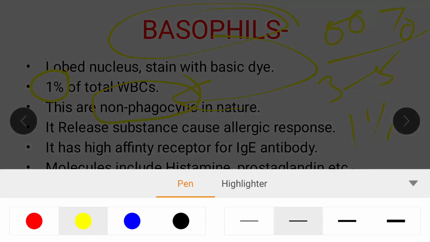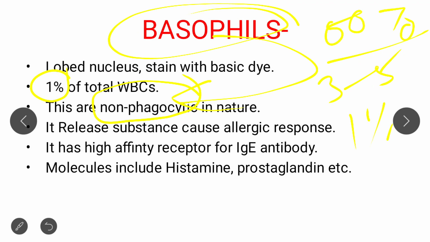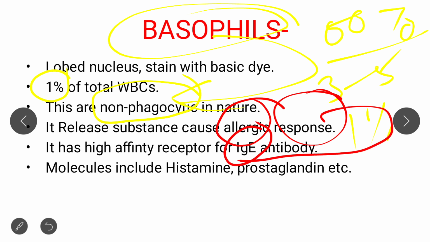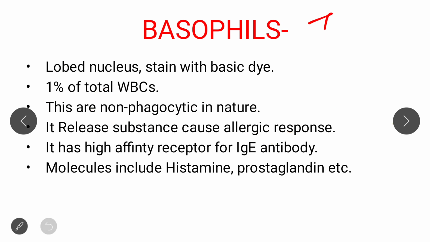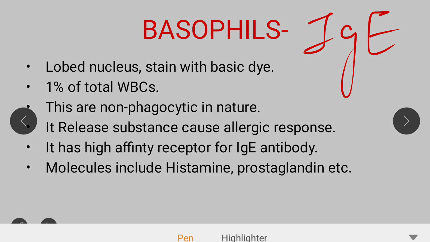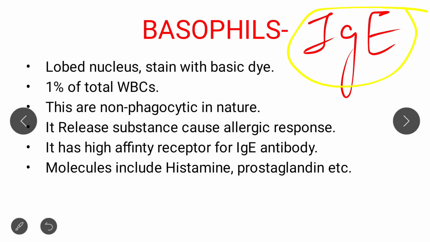Now, the next important point is how it works. It releases substances involved in the allergic response, and this allergic response is related to the IgE antibody. That's why I mentioned earlier that it is related to the IgE antibody. Please remember this important point. And it releases molecules, for example histamine and prostaglandin. So this is all about the basophil.